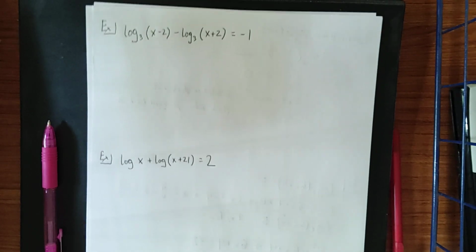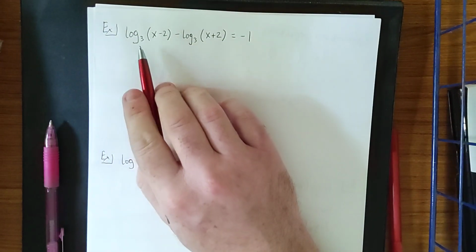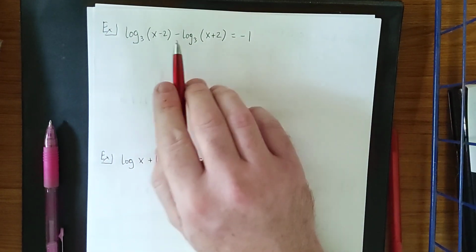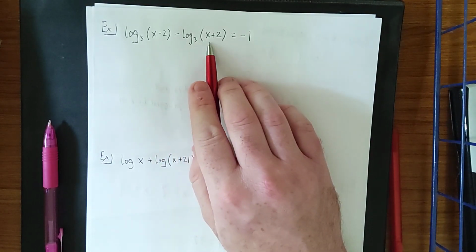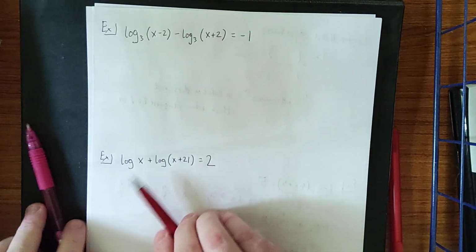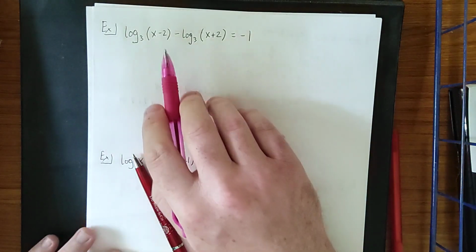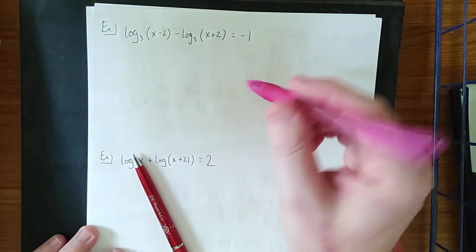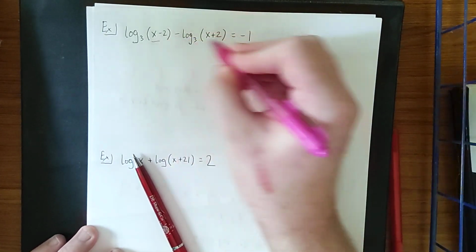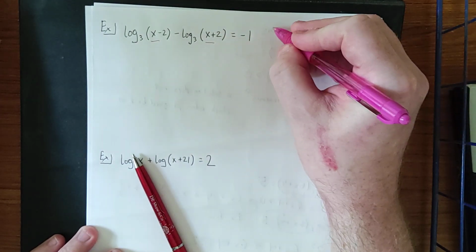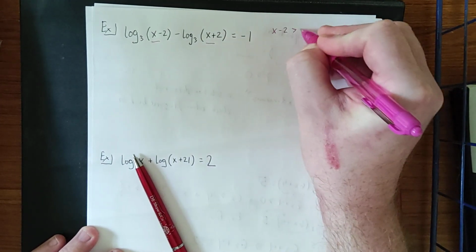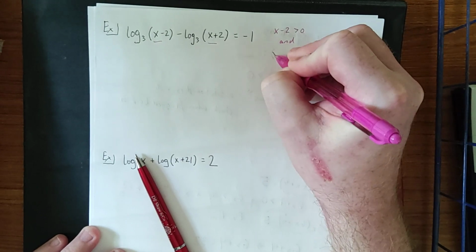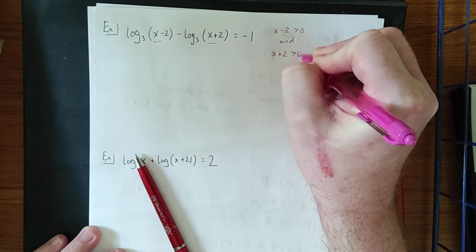For our second example, we see right at the top of the page here, the logarithm base 3 of x minus 2 minus the logarithm base 3 of x plus 2 is equal to negative 1. Now, with that in mind, we're starting with 2 logarithms this time. We're going to need to make sure that both of the arguments are greater than 0. So we're saying that x minus 2 is greater than 0 and x plus 2 is greater than 0.